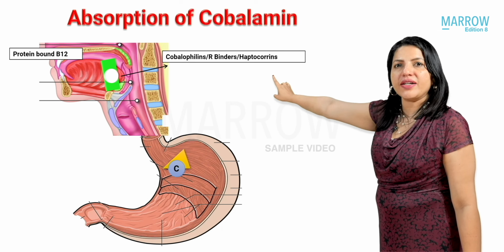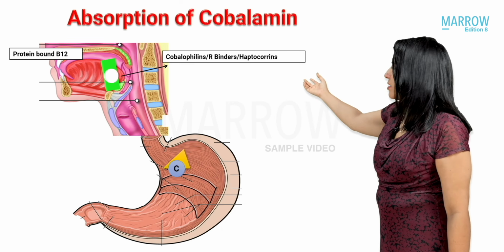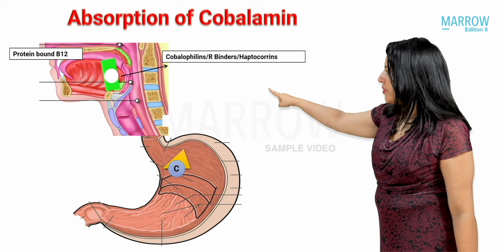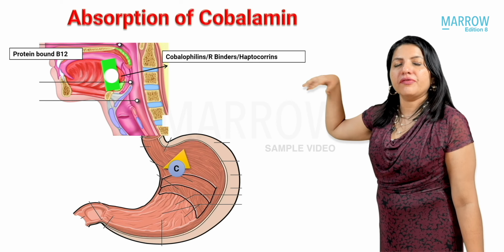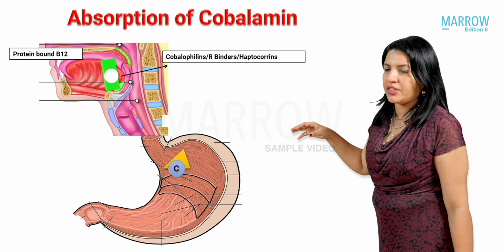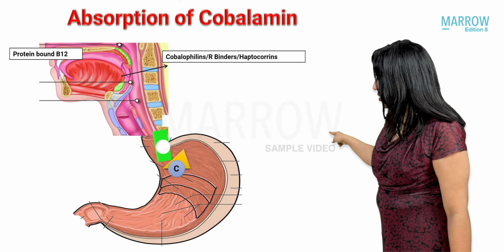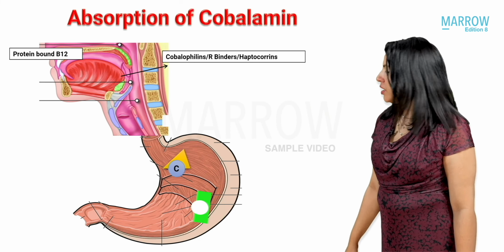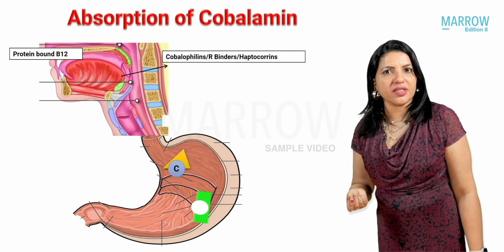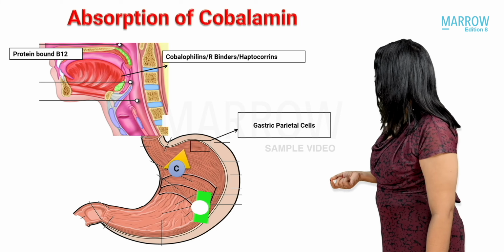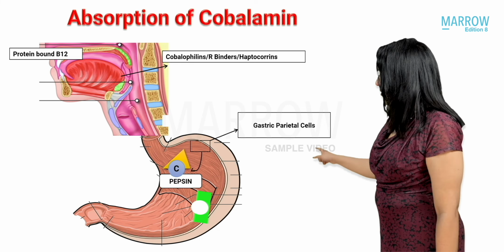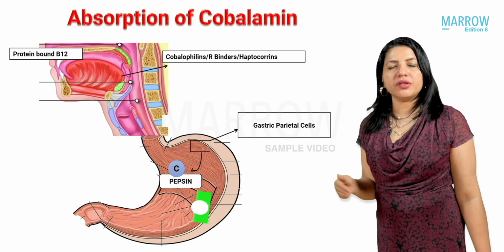So just learn one name here, that is cobalophyllin. The others are optional, if you can remember, otherwise also fine. Okay. So from the salivary glands, there is one protein that is synthesized, which is called cobalophyllin. Now this cobalophyllin is also reaching the stomach. In the stomach, there is a protein digesting enzyme, that is pepsin. So the gastric cell secretes pepsin, which digests the protein which is surrounding the cobalamin.